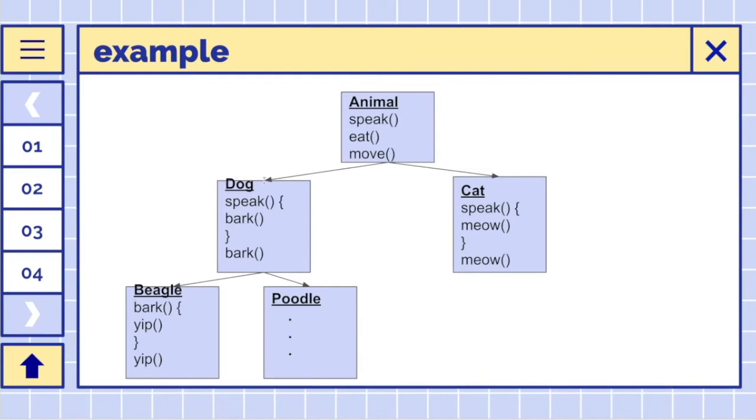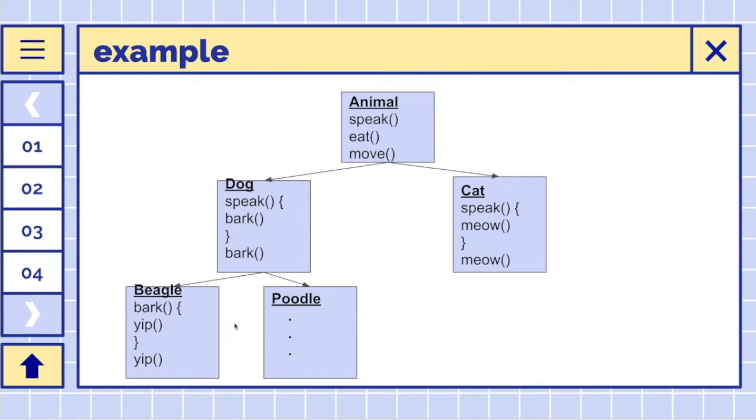So if there's Dog, then you can have Beagle and Poodle as subclasses of Dog. And when you change the method, this is called overriding. So Beagle could override the bark method that Dog has as yip and also add another yip method onto it.